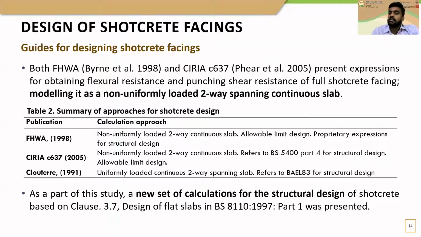Both the Federal Highway Administration and the SERIAL report for soil nail design present expressions for structural resistance of shotcrete, considering it as a non-uniformly loaded two-way spanning continuous slab. The summary of design guides available is presented in table 2. However, none of these guides provide design steps as per the more familiar BS 8110 structural design code. As such, a new set of calculations for the structural design was presented as a part of this study.